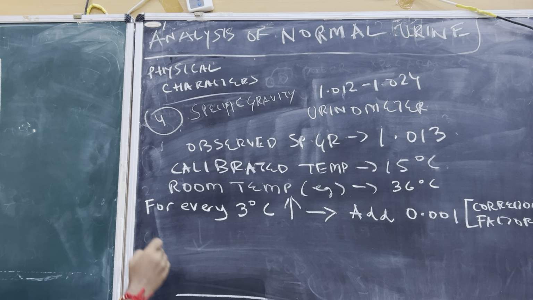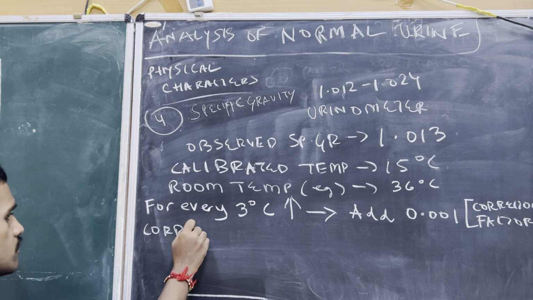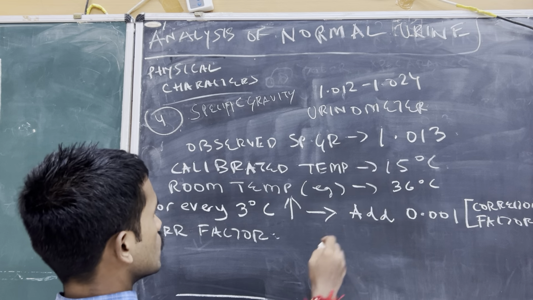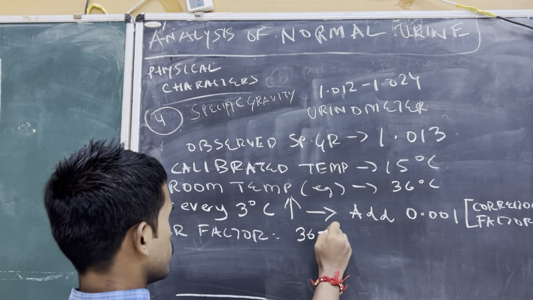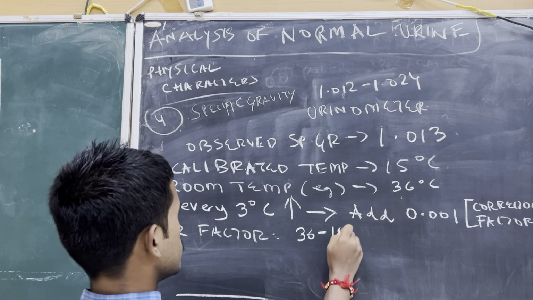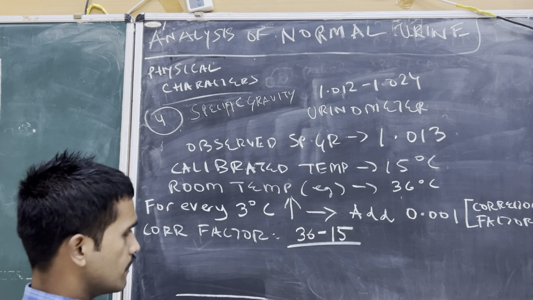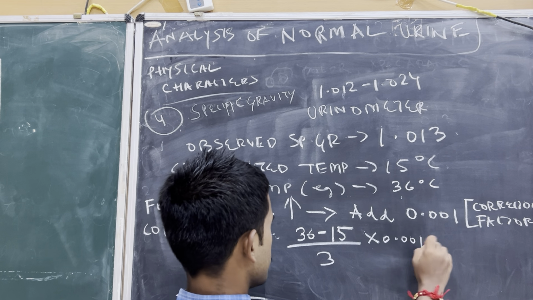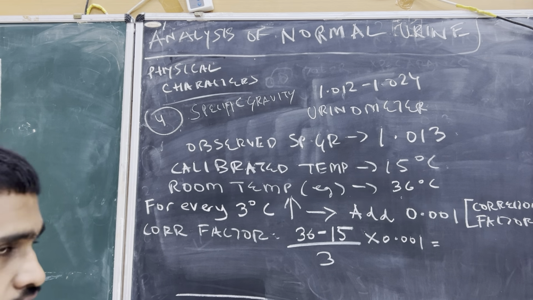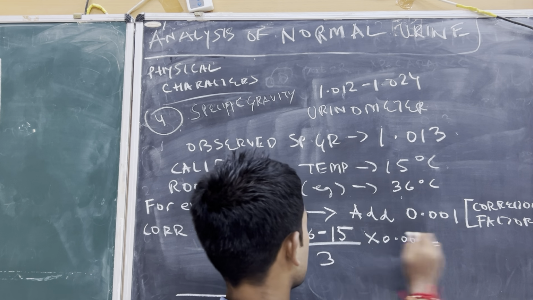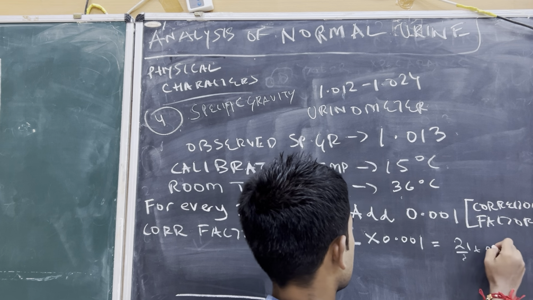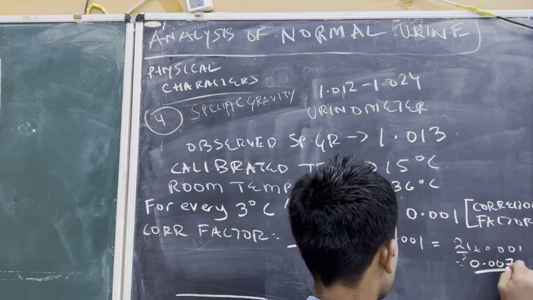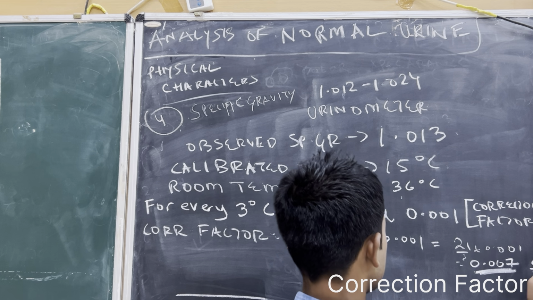So what should be our correction factor here? How much increase do we have? 36 degrees minus 15 degrees, divided by 3, into 0.001. That gives us 21 by 3 into 0.001, which gives us 0.007. That is your correction factor.